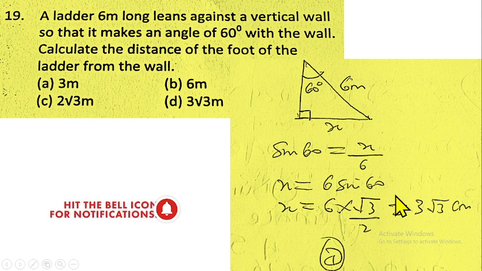And what is sine 60? Sine 60 is root 3 over 2. So 2 can go into 6, that will be 3. That means 3 times root 3 will give us 3 root 3. So option D is the correct option for question number 19.